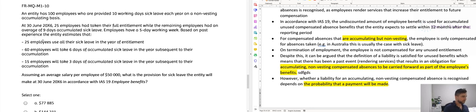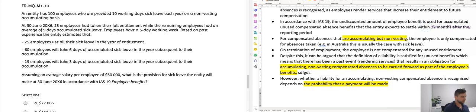So if we look at the estimates, we've got 25 employees who use all their sick leave in the year of entitlement. That's fine, we don't need to provision for this. The reason is they're going to accrue 10 days of annual sick leave, and then they're going to take that 10 days of annual sick leave in the same year. So that's effectively going to get expensed. It's going to sit in wages, right? It's not going to be provision. We're after calculating the provision per IAS 19.